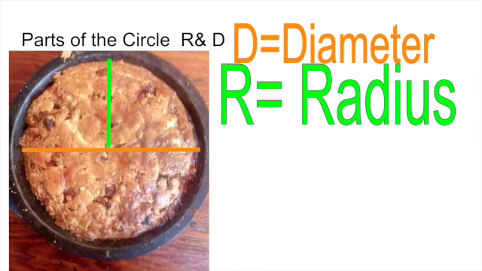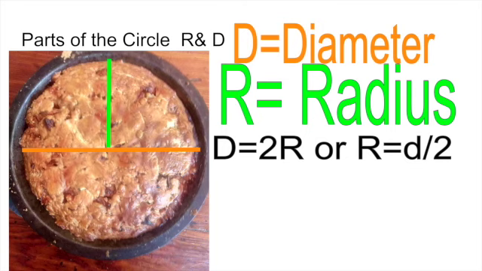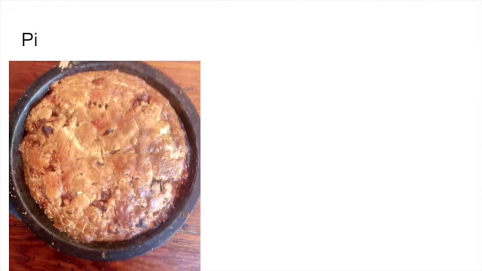Think about that relationship. If I go all the way across the circle versus going from the center to the edge, you can understand why the diameter is equal to 2 times the radius. One piece of pie goes to the middle and another piece goes to the edge. Or the radius is equal to the diameter divided by 2. You can see how the orange line here is divided in half by the green line.